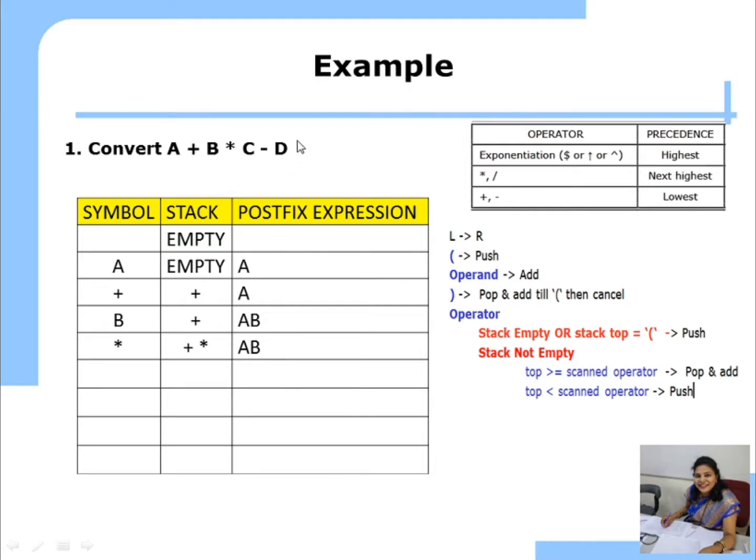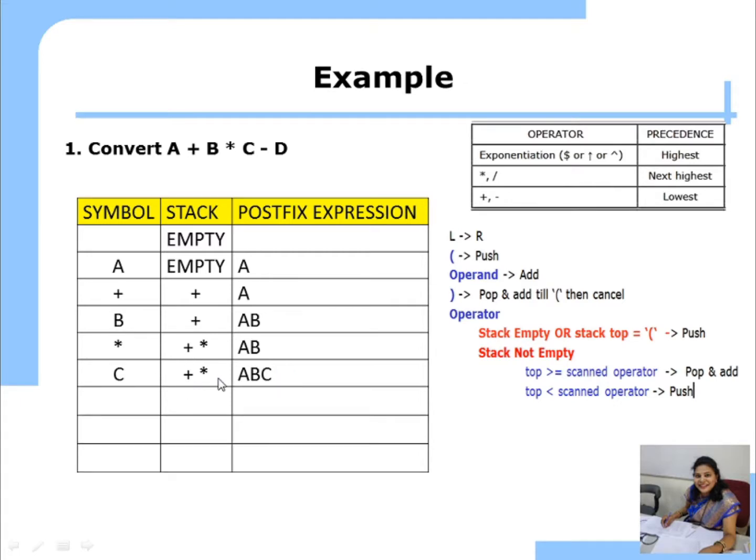The next is, after multiplication there is a C. So what is C? C is an operand. So we directly add it to postfix. So A, B and C. The stack will remain unchanged. Next, after C there is a minus sign. So the minus sign is an operator.